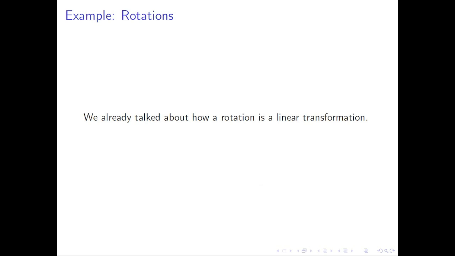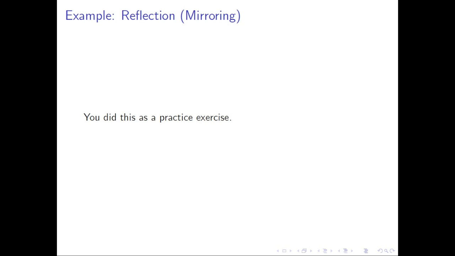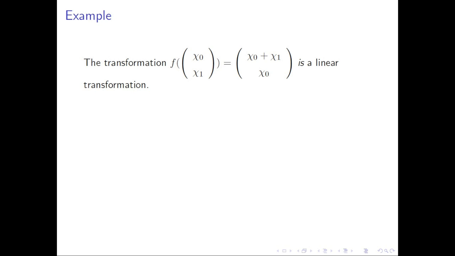We have already seen the example where a vector is rotated through an angle, and you practiced by reasoning about reflection. How does one prove whether a vector function is a linear transformation or not? Let's look at some examples. First, we look at a function that maps chi0 and chi1 to the vector with chi0 plus chi1 as its first component and chi0 as its second component.